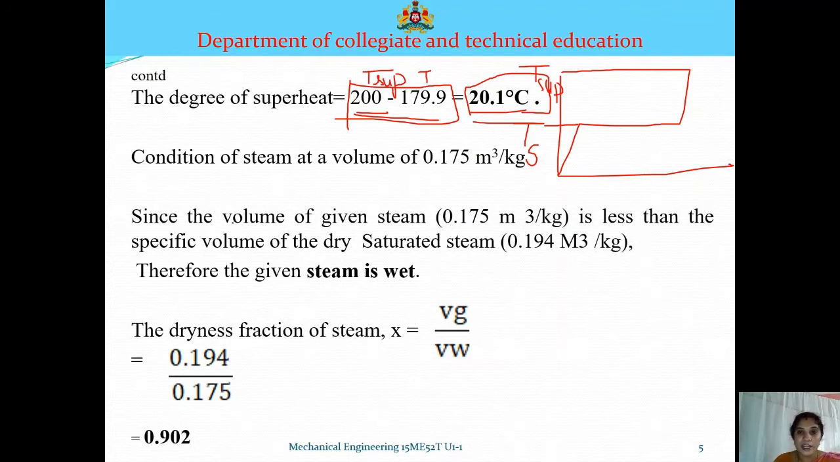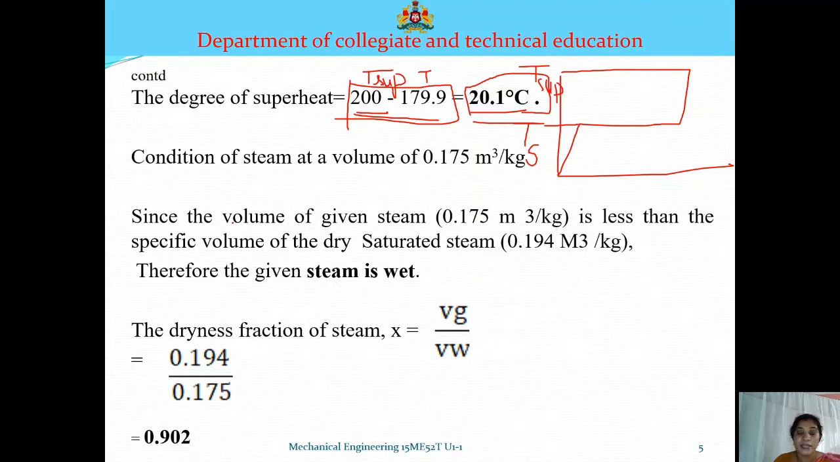So how can I conclude it? How much superheat or extra heat have we supplied to convert the steam to superheated temperature? We have supplied 20.1 degrees Celsius of extra heat to convert the dry saturated steam into a superheated steam. That we can conclude.